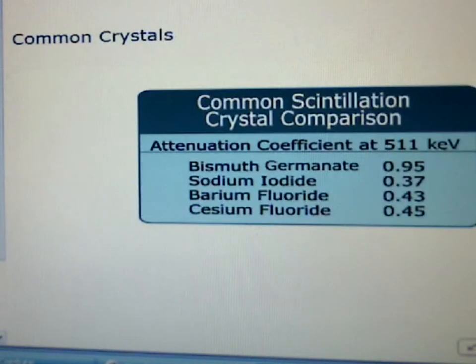There are four common scintillation crystals with an attenuation coefficient that have a useful sensitivity at 511 keV. They are 0.95 for bismuth germanate, or BGO, 0.37 for sodium iodide, 0.43 for barium fluoride, and 0.45 for cesium fluoride, or CSF.